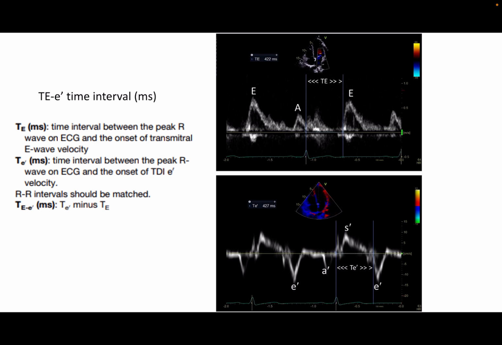TE to E prime time interval. The TE-E prime interval is the time from the peak of the E wave on mitral inflow Doppler to the peak of the E prime velocity on tissue Doppler, measured simultaneously.